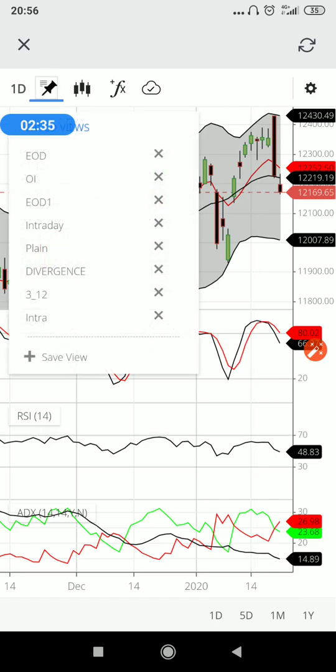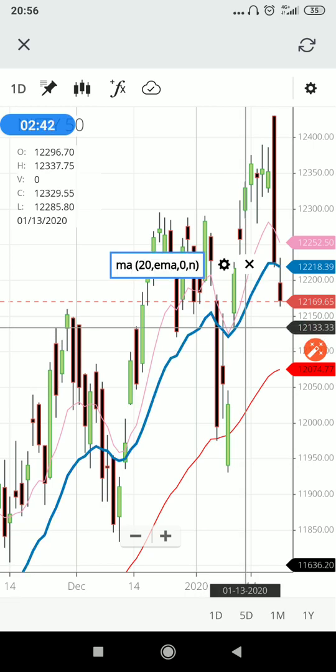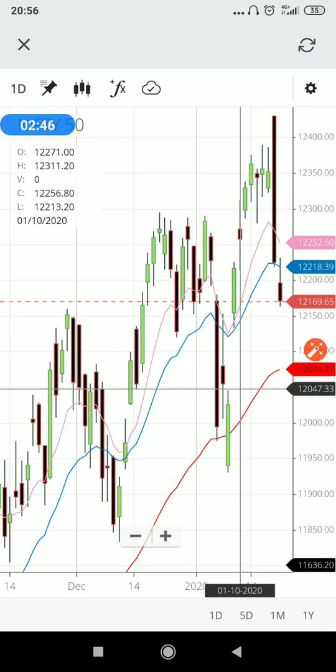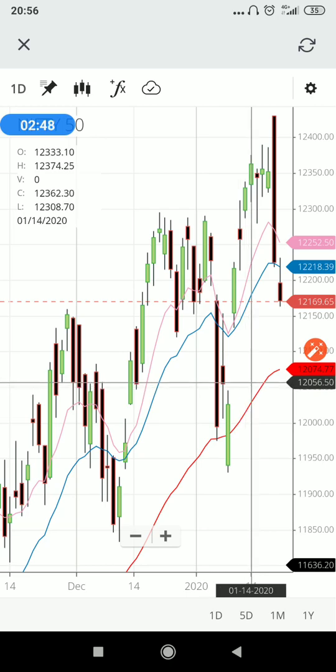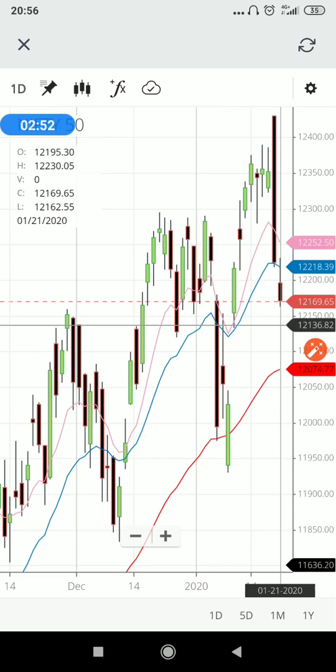Again we'll go to the plain price chart. As we discussed yesterday, there is a gap at 12,130, and beyond that the gap will fill around 12,044, and also the 50 period moving average is at 12,074. So for tomorrow this is very, very important.